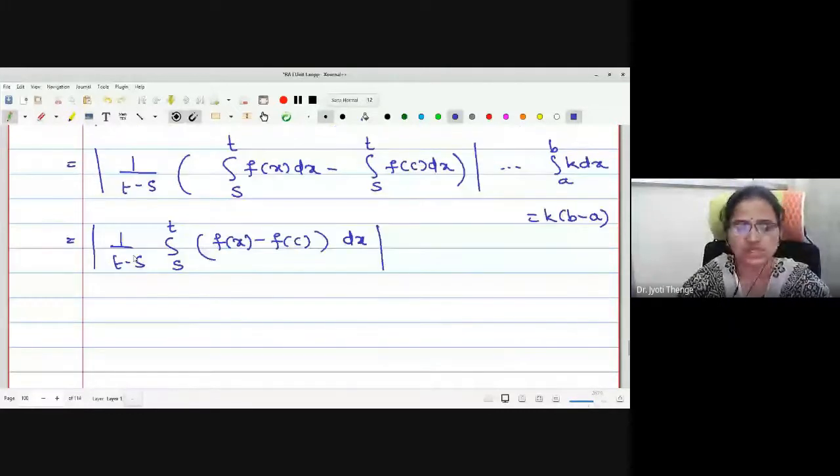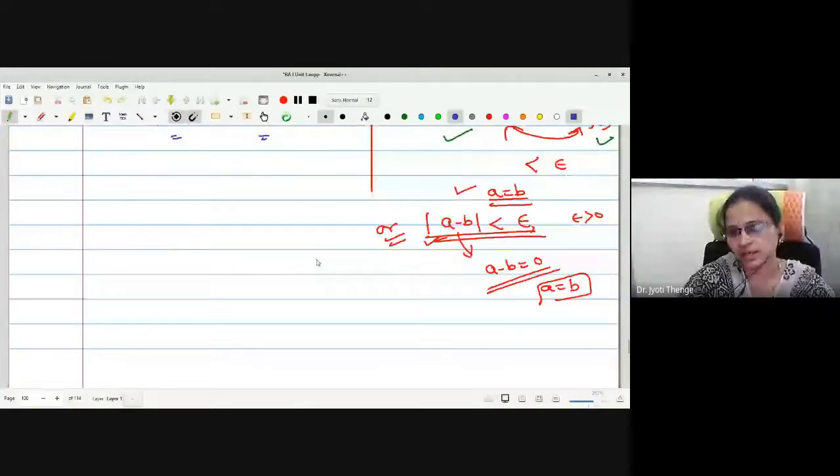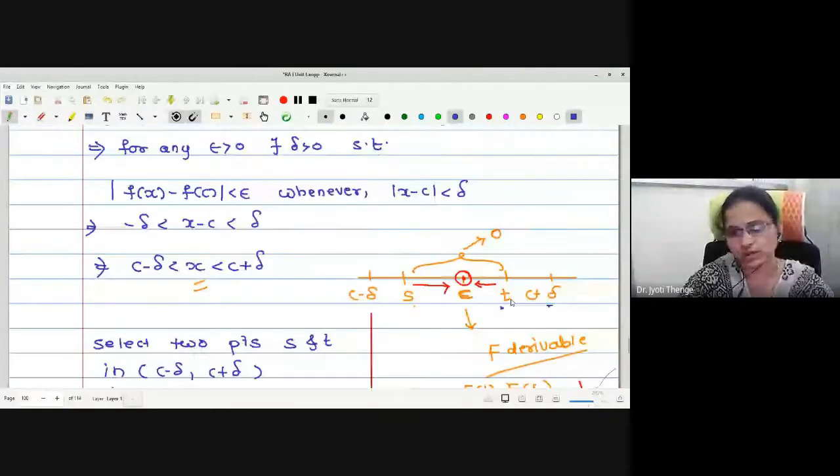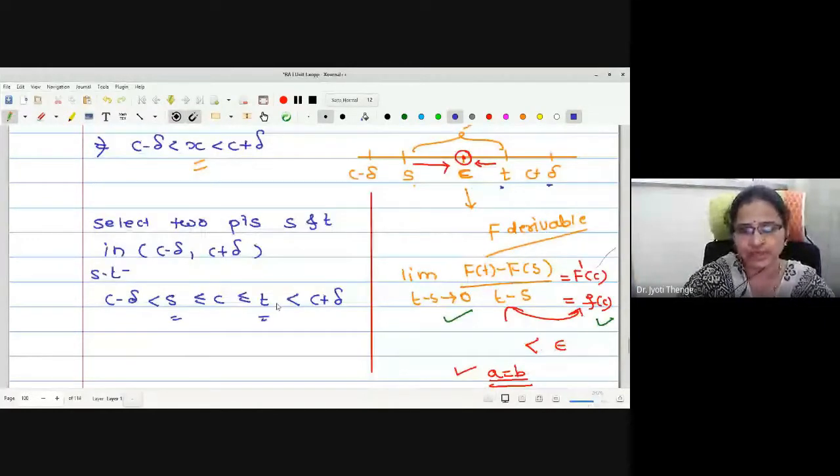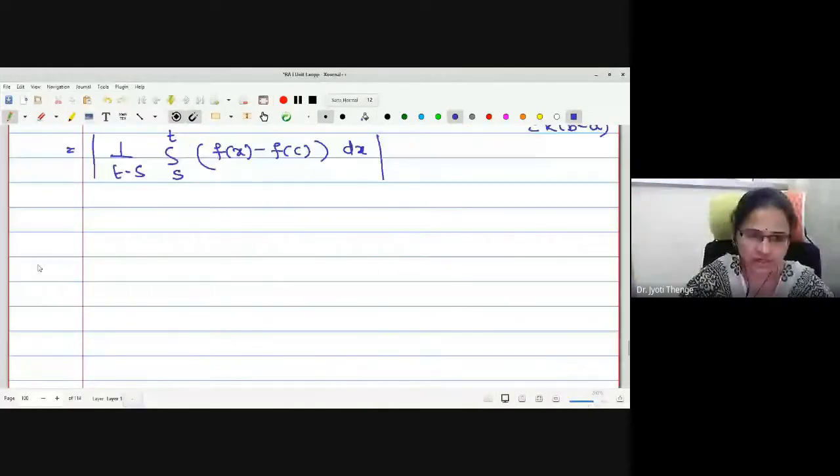Now this t minus s, if I look at the elements we have selected, t minus s is always non-negative, no? Because s is less than or equal to t is the relation going to hold. Therefore, we can take this t minus s outside the modulus. And we remain with modulus integration s to t f of x minus f.